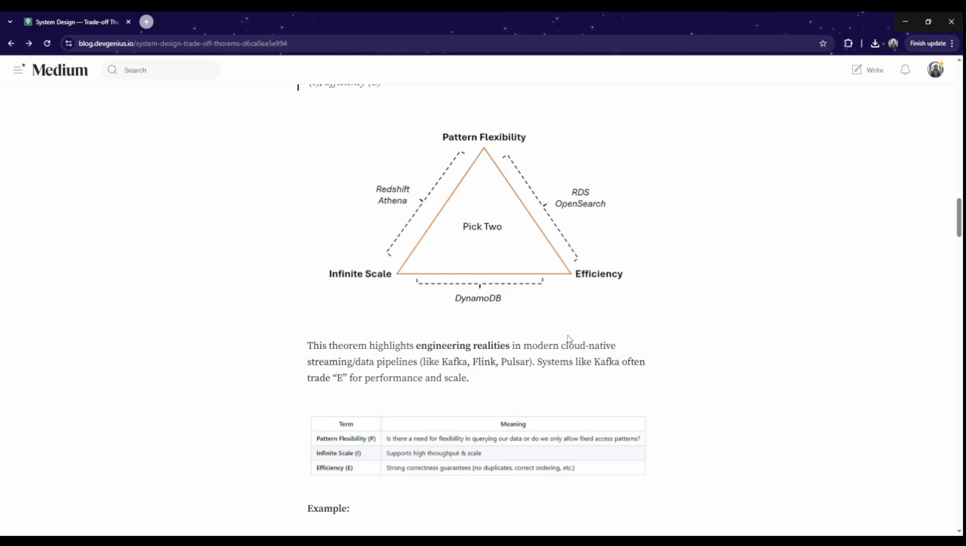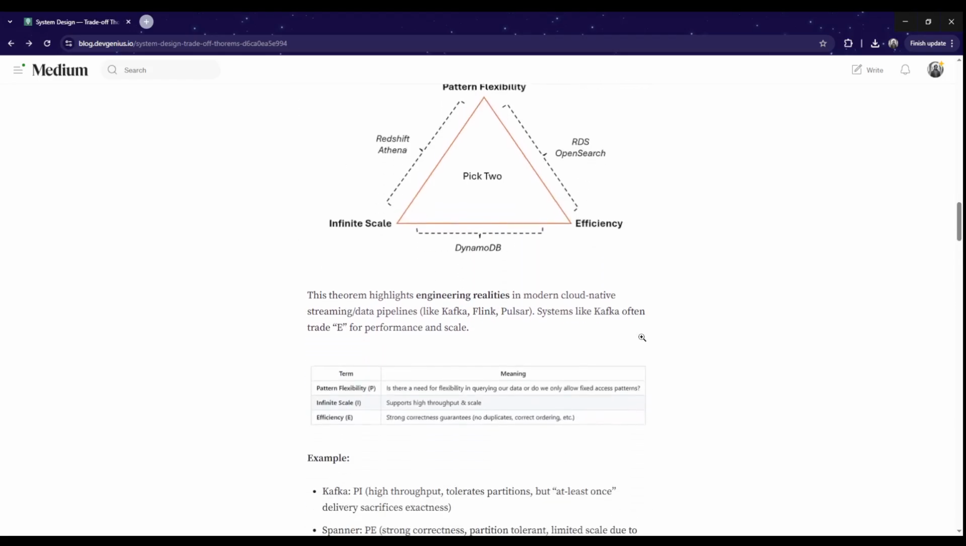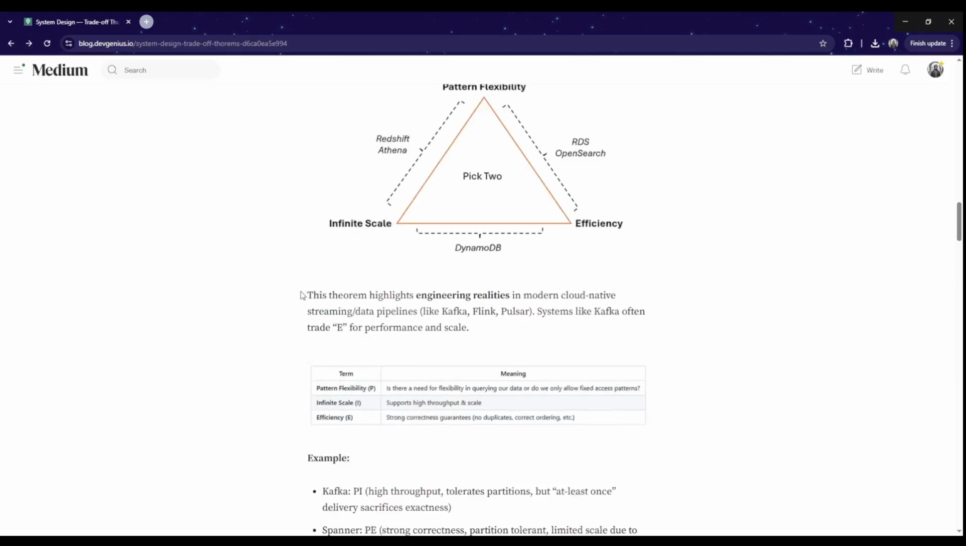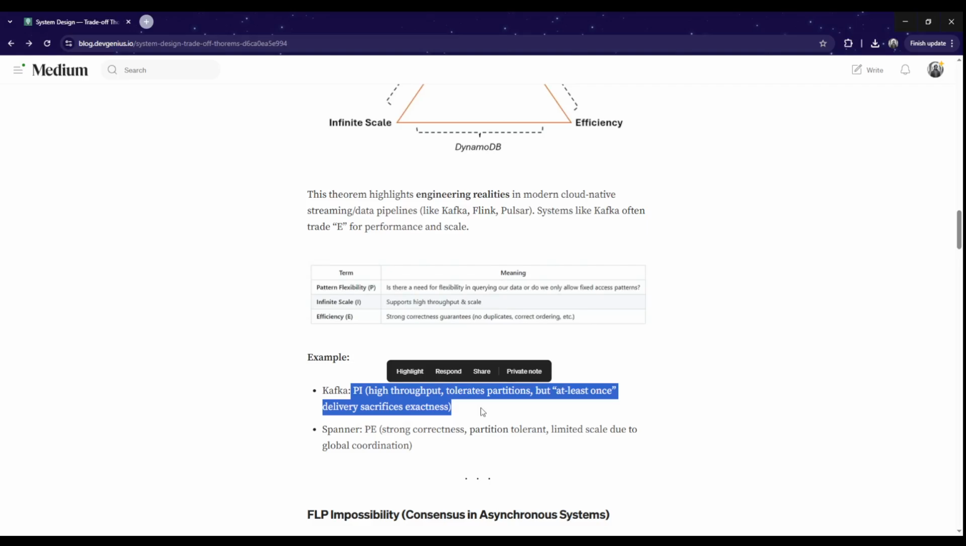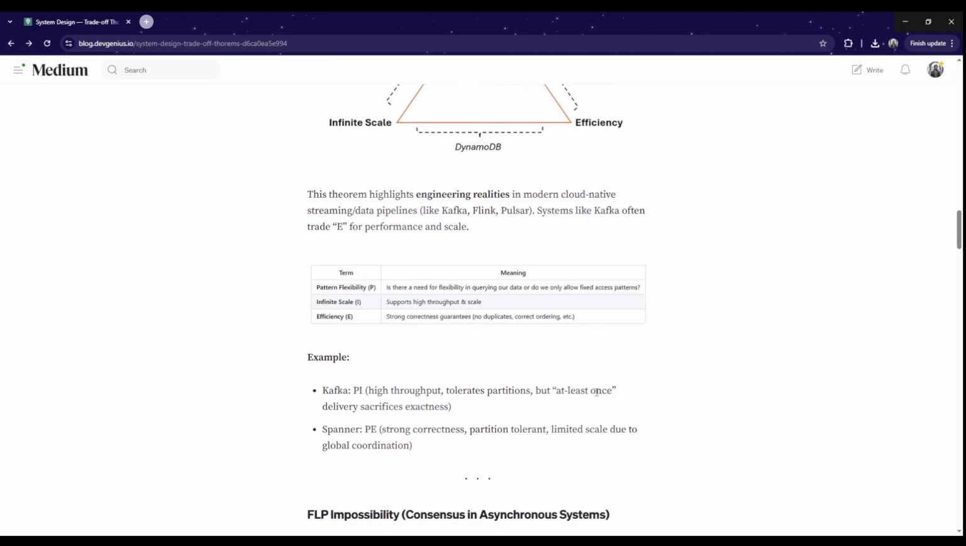This was coined by some developer at Amazon, and it makes sense because there are systems which follow this approach. For example, Kafka is a system which chooses pattern flexibility with infinite scale over efficiency because it follows at least once. That's what it says, that it will deliver. It will sacrifice exactness, which is the efficiency part.